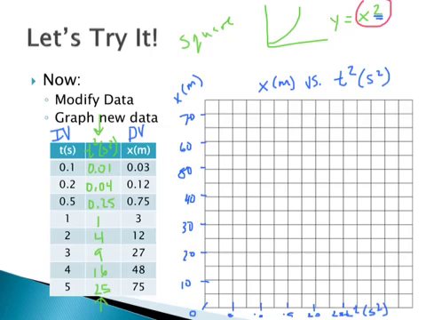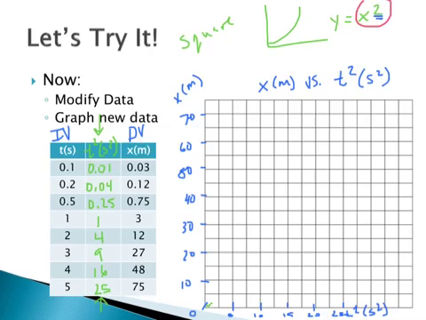Okay, so plotting the points, I'm going to start off, I have 0.01 and 0.03. So this one is going to be relatively close to 0. My next one I have 0.04 and 0.12. Again, that's going to be pretty much right next to it, a little up more. Then I have 0.25 and 0.75. So we're going to increase very slightly. And then I have 1 and 3.